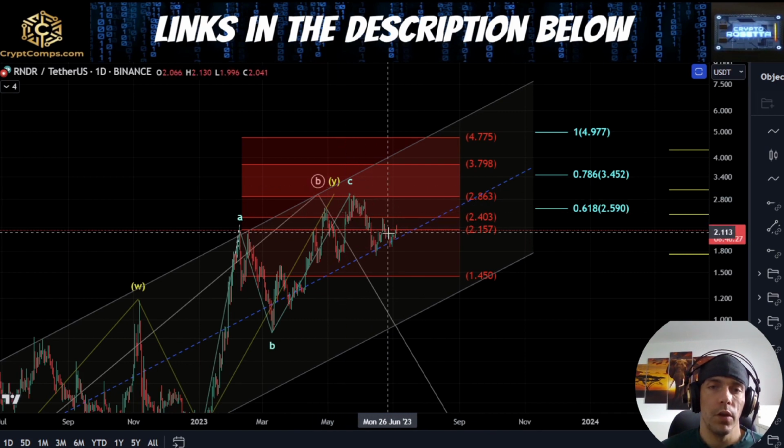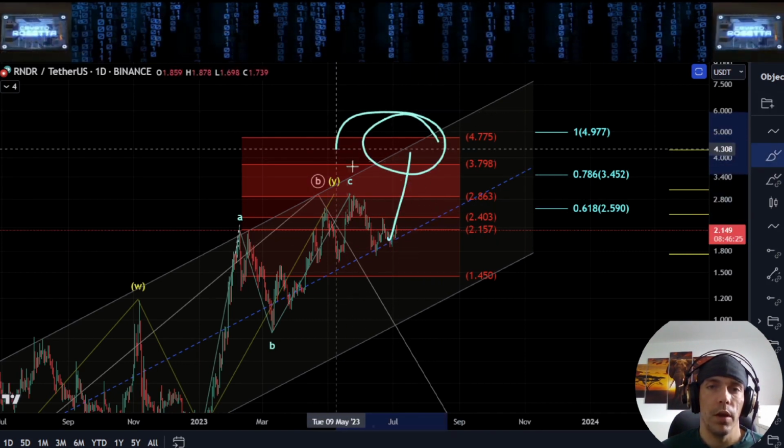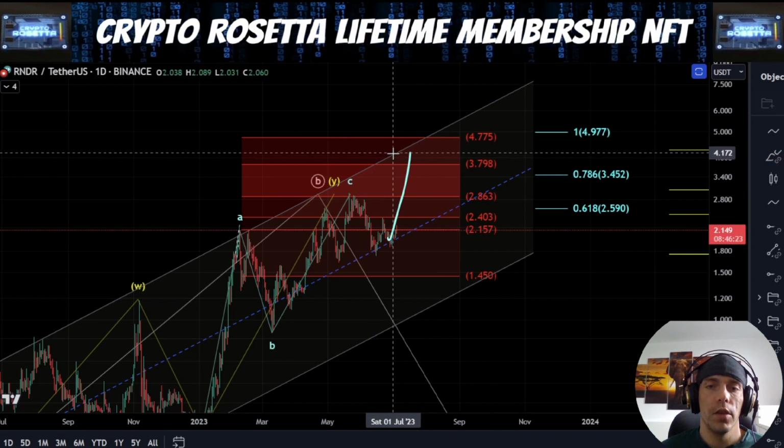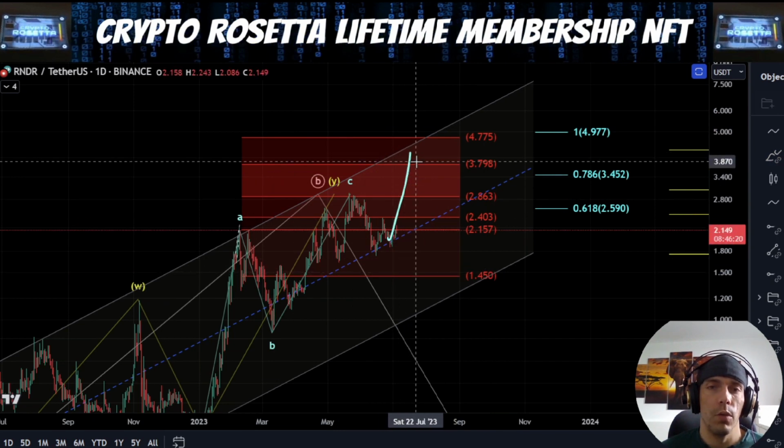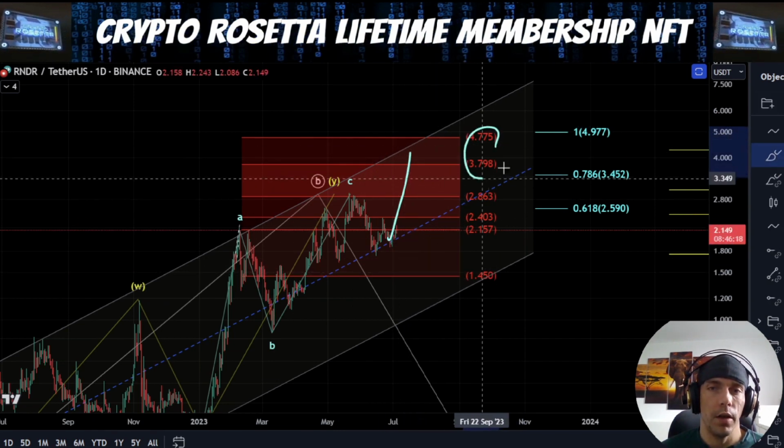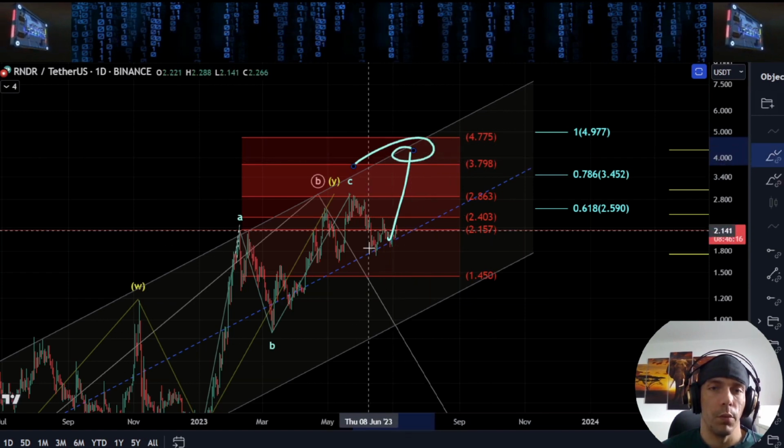Now, if we do see price actually look to push up one more time, I would be keeping an eye on these higher levels here, just in case we actually see further continuation up here into one of these higher zones, looking to potentially retest the top of this channel.